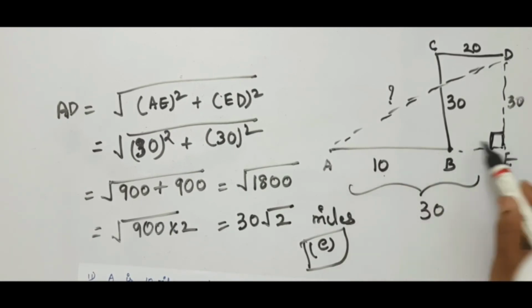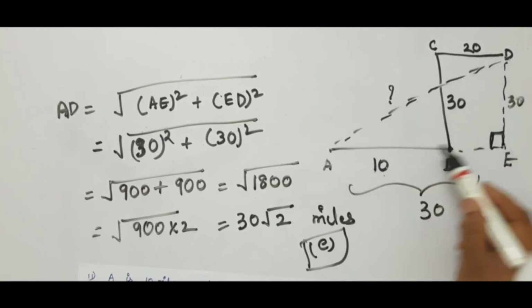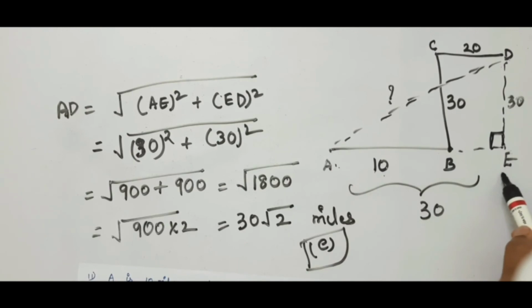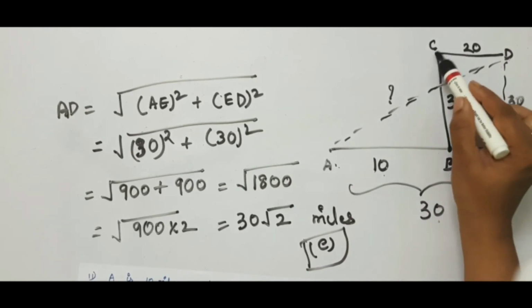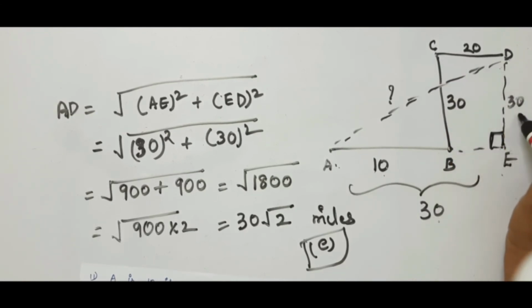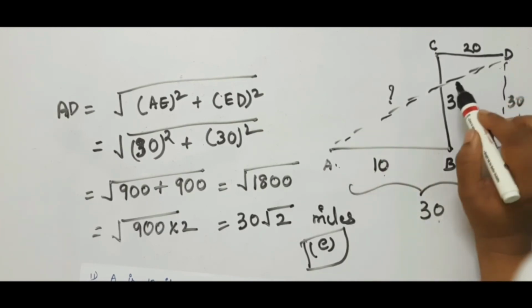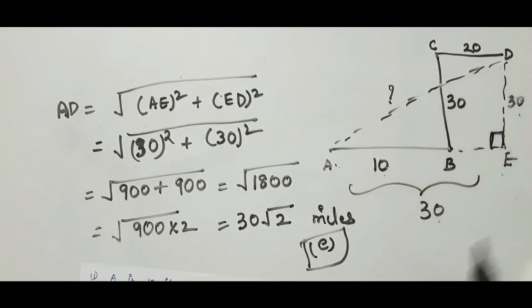Once I joined, I observed that this is a right angle triangle. This is 10 and this is given as 20. So total distance from A to E is nothing but 10 plus 20, which is 30. If this distance to this is 30, then this distance to this will be 30. As it is a right angle triangle, this is nothing but the hypotenuse. So once we know that it is a hypotenuse, we can easily calculate.